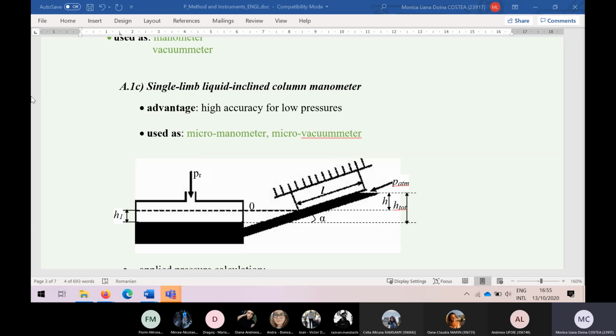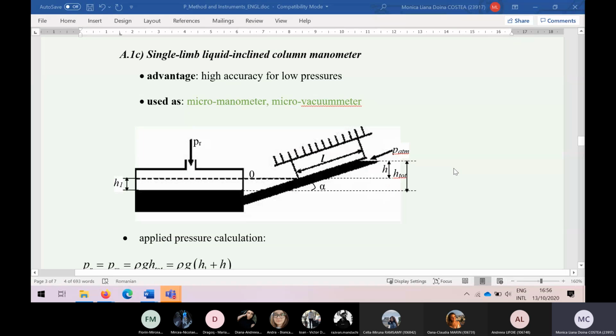Consequently, this is indicated for low pressures, operating as micromanometer and micro vacuum meter. So again, low pressure that is measured. Now, what is the particularity of these instruments? The fact that what is available is not anymore the height of the deformation, but the length of the liquid that is dislocated in the inclined tube.